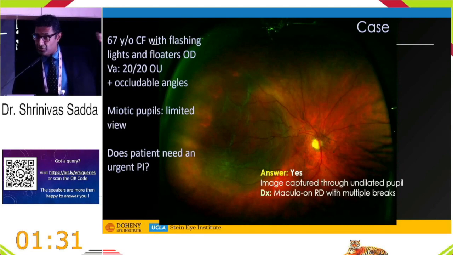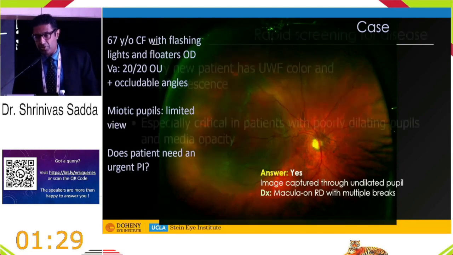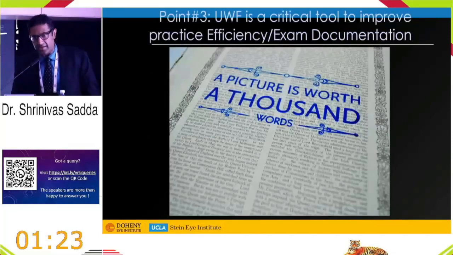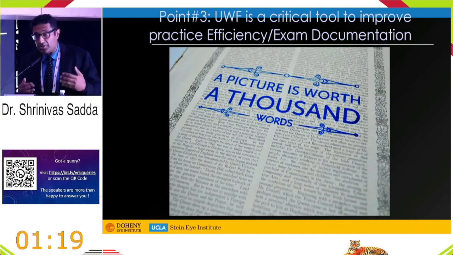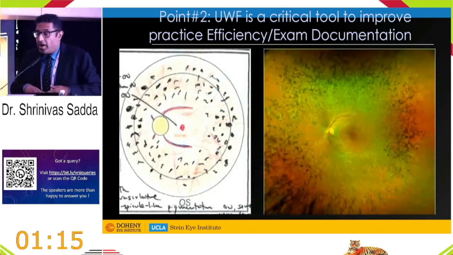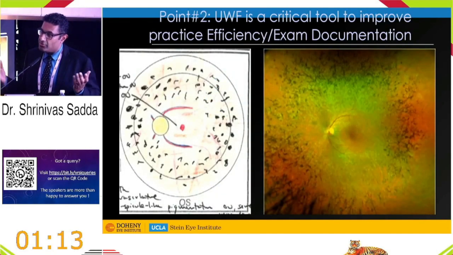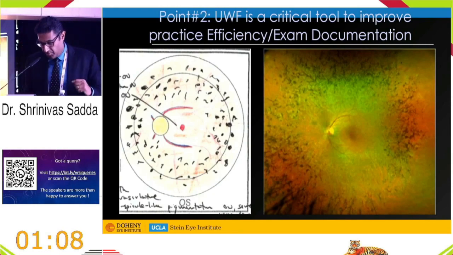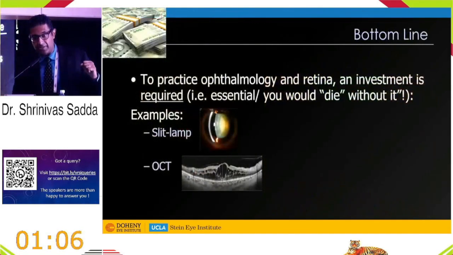We were able to capture through the cataract and through the small pupil because of wide-field imaging. So every new patient that I get gets color autofluorescence, and especially critical in this setting. The last point I want to make, though, is ultra-wide-field imaging is a critical tool to improve our practice efficiency and exam documentation. Why take an enormous amount of time to make a retinal drawing when I can simply take an ultra-wide-field picture and annotate that picture? I think that's much more instructive for explaining what's happening in the patient's eye.